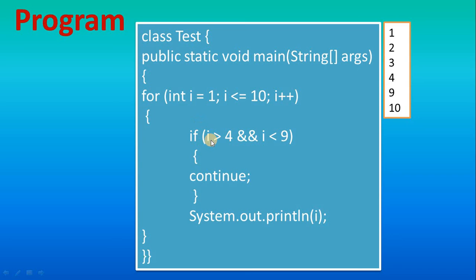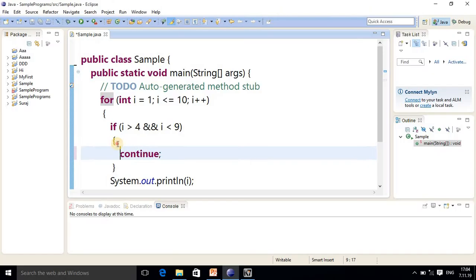Once the value is 9, 9 is greater than 4, true, but 9 less than 9 is false. So here it will come and show the value 9, and same way it will show the value 10. In short, whenever this condition is true, it will skip that iteration. That's the reason we are not getting the values 5, 6, 7, 8 like that. In this way continue will work. Now we will go to Eclipse, and there we will see the execution of the program.